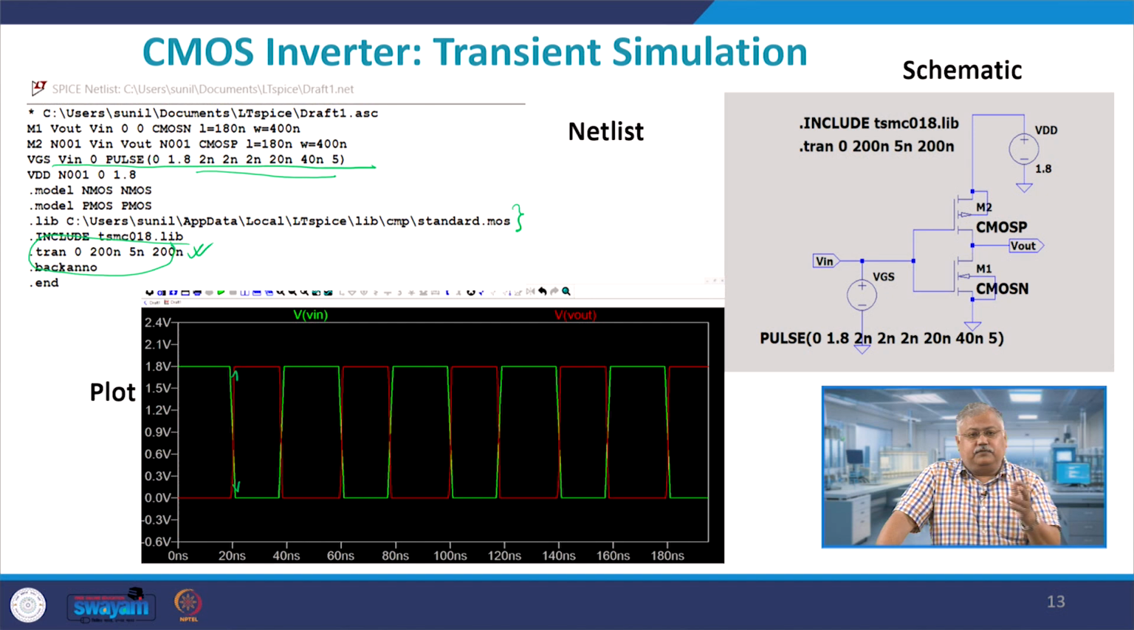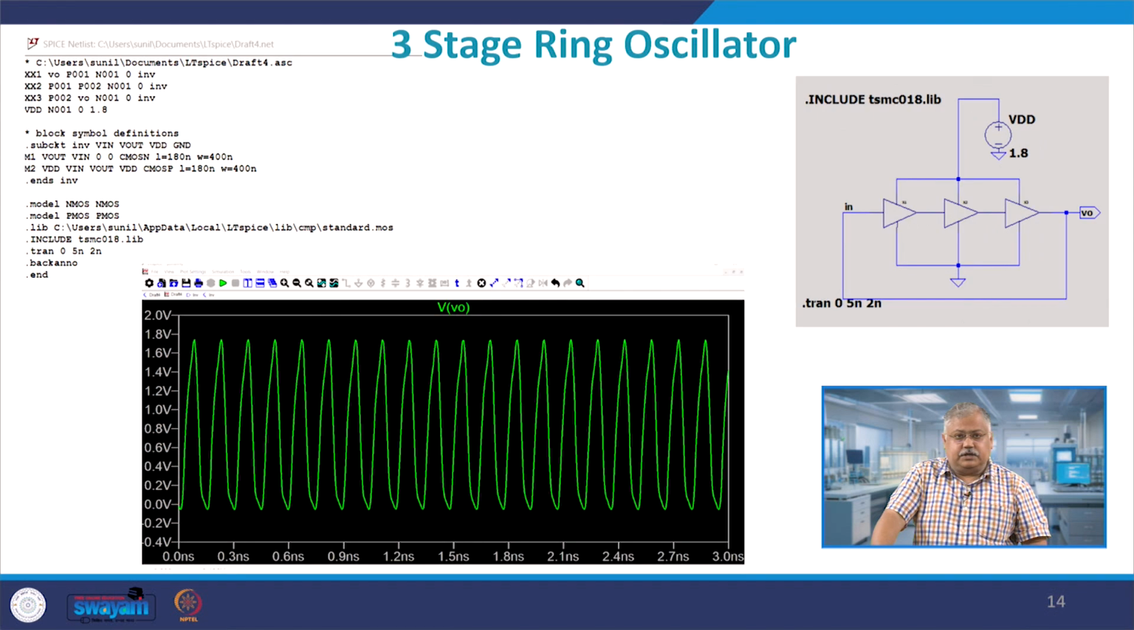Within the 5 nanosecond window, we calculate it, and that gives you the output result shown here, which gives you the value of the output characteristics. This is a final example of a 3-stage ring oscillator. The 3-stage ring oscillator is shown in front of you here.